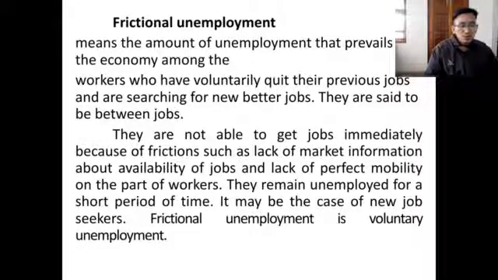They are not able to get jobs immediately because of frictions such as lack of market information about availability of jobs and lack of perfect mobility on the part of workers.